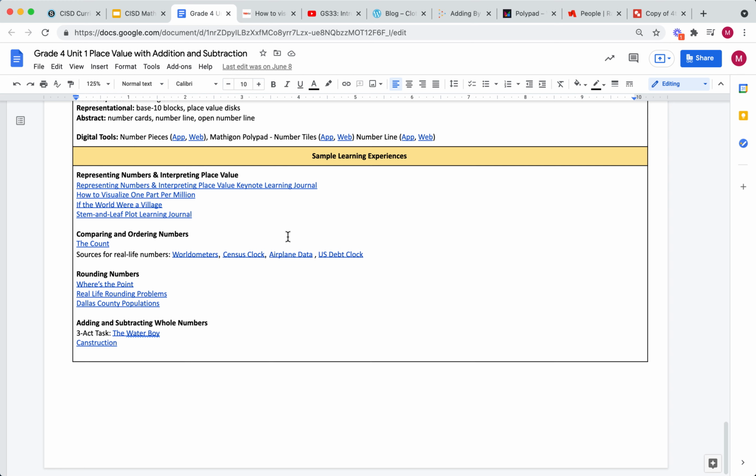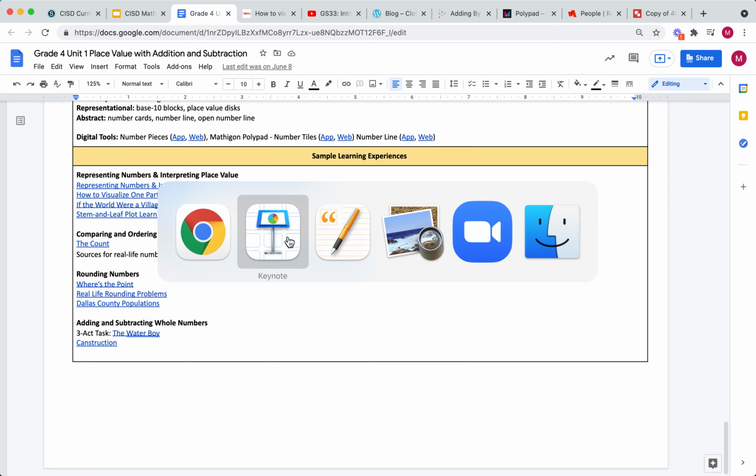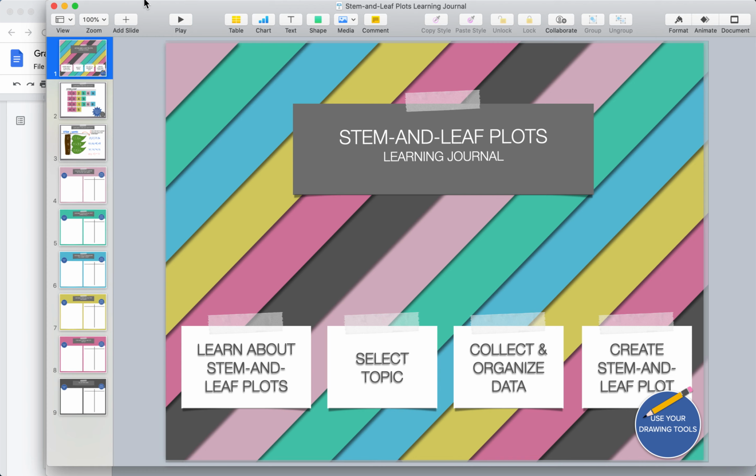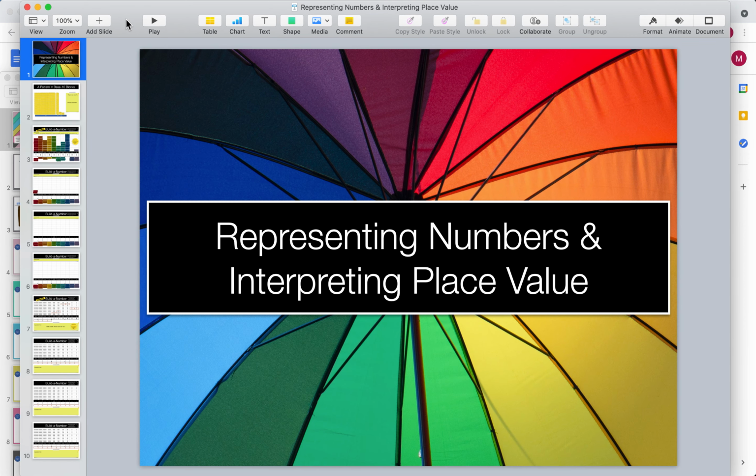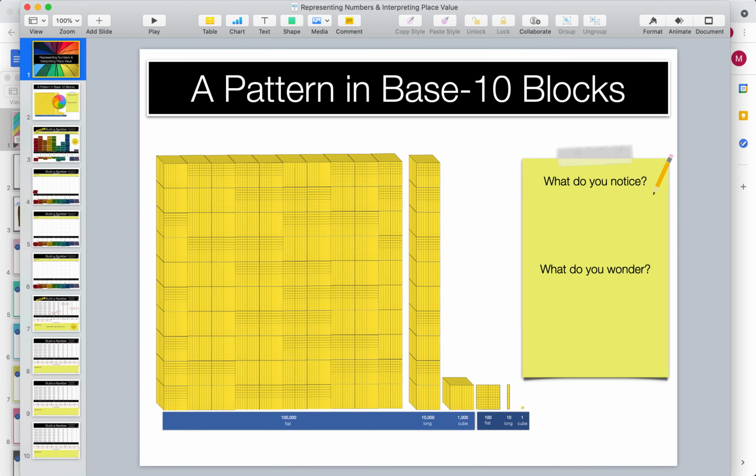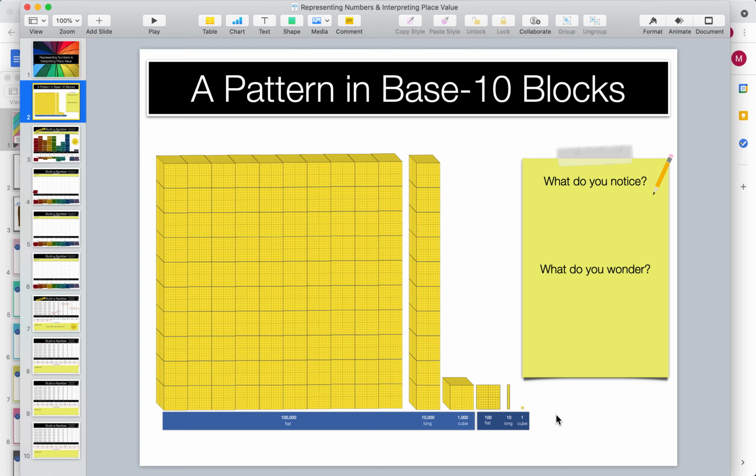Representing Numbers and Interpreting Place Value is a Keynote learning journal that I created that looks like this. I've provided you with an image of that pattern I mentioned in base 10 blocks with cube, rod, flat. Cube, long, flat, cube, long, flat. So you can see the pattern that we see using 1, 10, 100, 1,000, 10,000, 100,000 in the base 10 system and how it can continue.